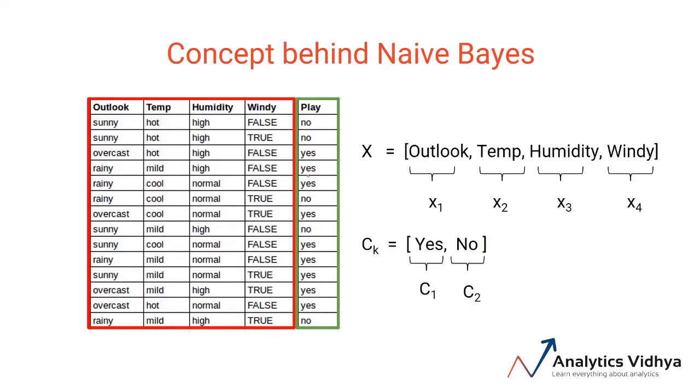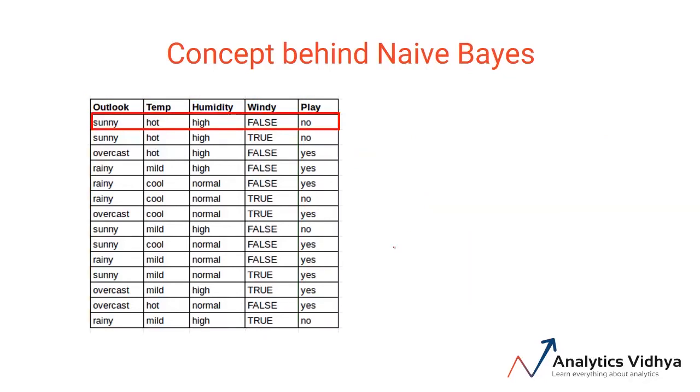So I'm representing all the features here with capital X and the classes, which is class 1 and class 2, as yes and no with C of K. So in Naive Bayes, for every observation, we determine the probability that it belongs to class 1 and class 2. So for example, here we'll first find out the probability that the person will play given the humidity is high, temperature is hot, it is not windy, and the outlook is sunny. And then we'll also calculate the probability that the person will not play given the same conditions. And this is repeated for all the rows.